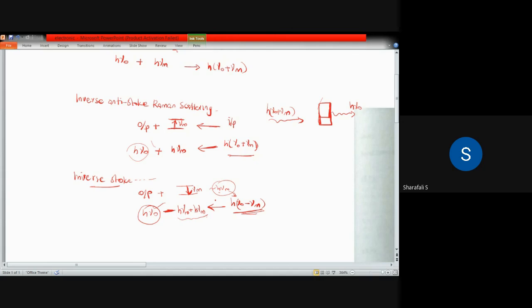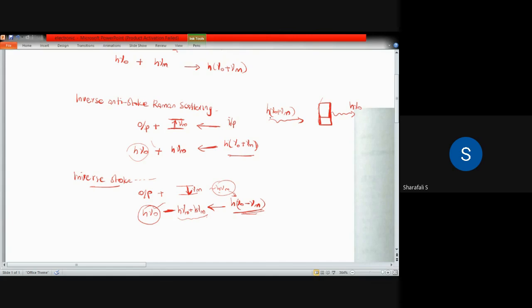In the same way, we can have inverse anti-Stokes Raman scattering. In conventional anti-Stokes Raman scattering, we give some energy and get energy which is larger than the input radiation. But in inverse anti-Stokes Raman scattering, you provide some higher energy and get some lower energy at the output. So that is some kind of inverse action of the anti-Stokes. That is the inverse Raman scattering.